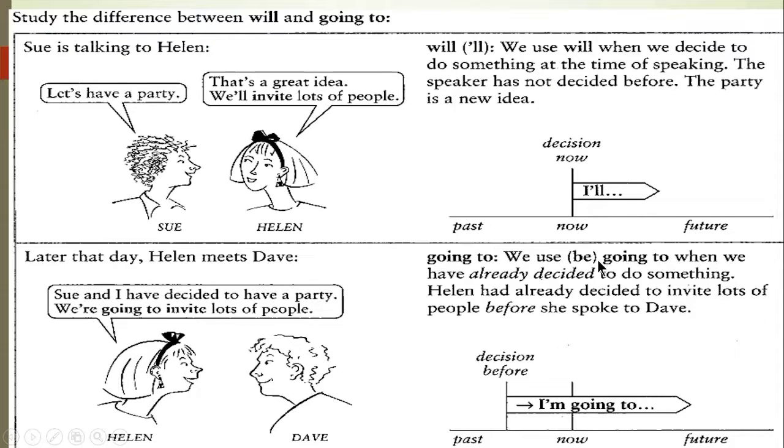So going to, we use be plus ing to when we have already decided to do something. So when something has already been decided, then we use going to, and when something is decided at the time of speaking, then we use will.